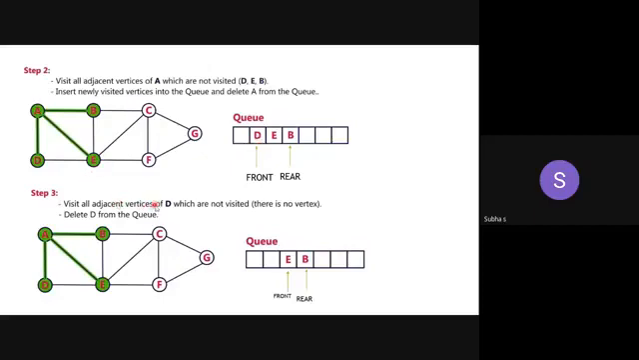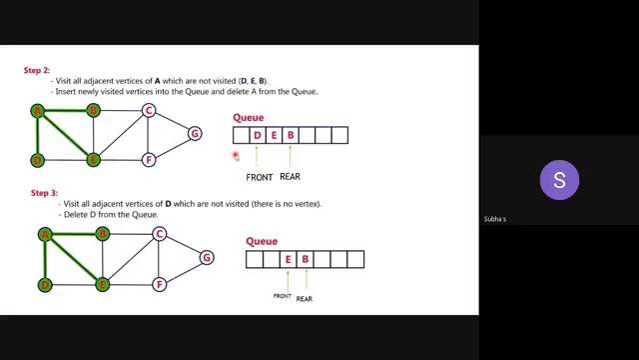Now visit all the adjacent vertices of D. What are the nodes that are adjacent to D? A and E. A was already visited. E is also visited now. So no need to put those vertices again. What you have to do? Move the front one step ahead because you are DQing.